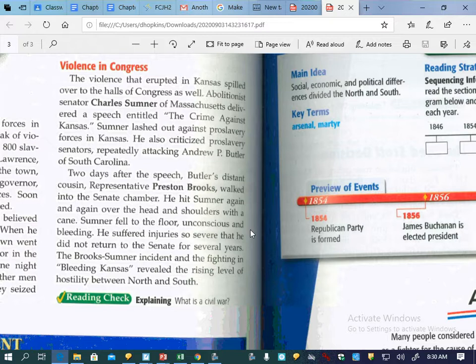He hit Sumner again and again over the head and shoulders with a cane. Sumner fell to the floor unconscious and bleeding. He suffered injuries so severe that he did not return to the Senate for several years. The Brooks-Sumner incident and the fighting in Bleeding Kansas revealed the rising level of hostility between the North and the South.